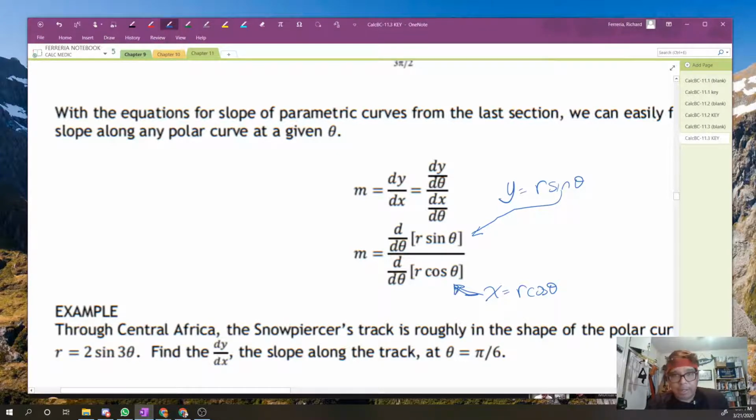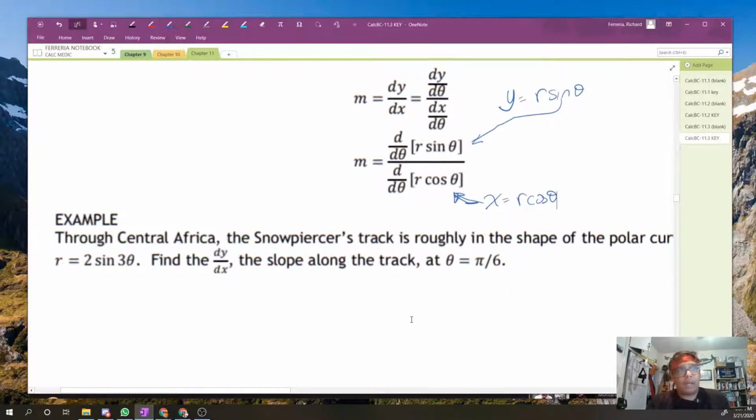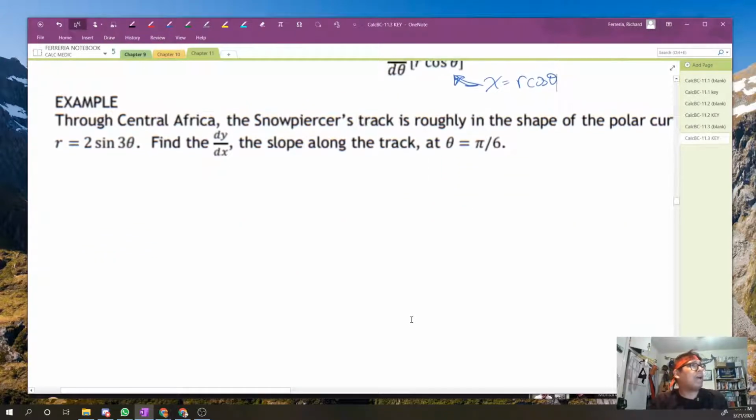For dx/d theta. All right, one example here: the shape of the Snowpiercer's track is in the shape of a polar curve that looks like this, 2 sine 3 theta. Oh, so it looks like that rose curve that we just did. Find the slope along the track at theta equals pi over 6.